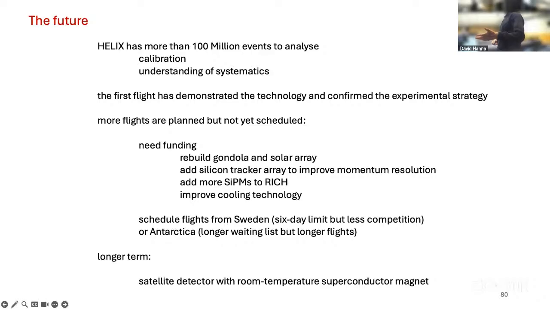We need funding. We have to rebuild the gondola and solar array. We have to add a silicon tracker array to improve momentum resolution. We're going to add more SiPMs to the RICH and improve the cooling technology. And then we'll probably go back to Sweden. We have a magnet which only keeps its helium for about 7 days. So doing a 55-day flight is not really necessary, but it would be nice to have a 14-day flight, because it's nice to have the magnet on for about half the time and then off for half the time, so you can compare and do calibrations with the zero field data. Anyway, we'll probably go to Sweden for the next one because it's easier to get launches.